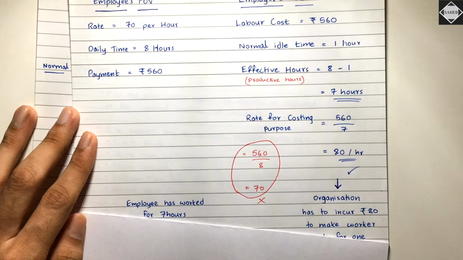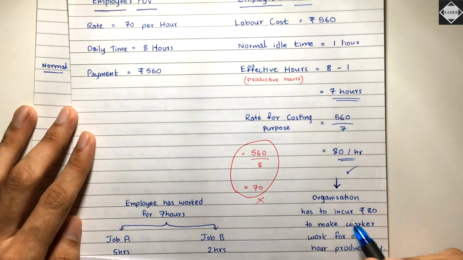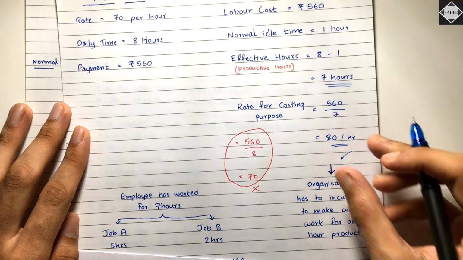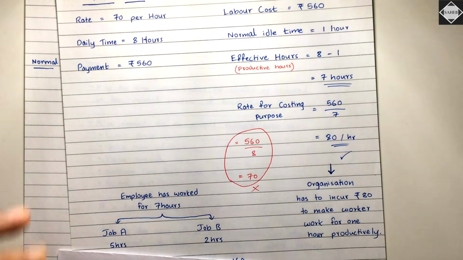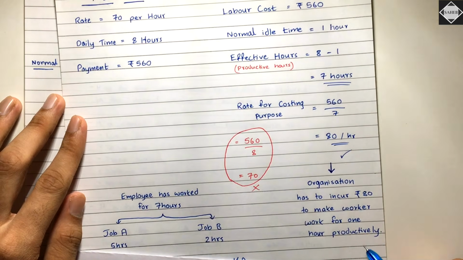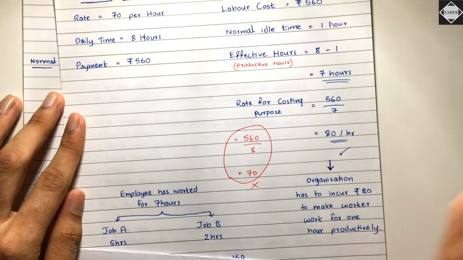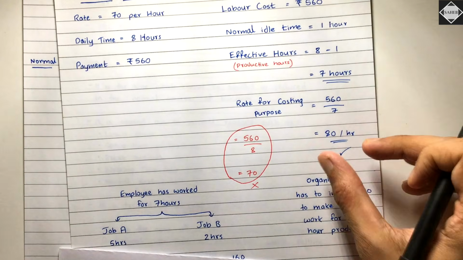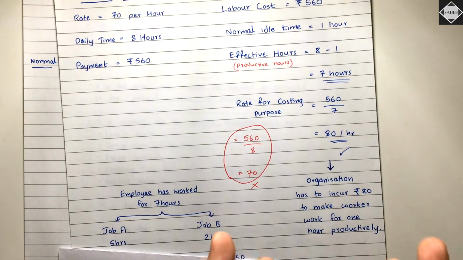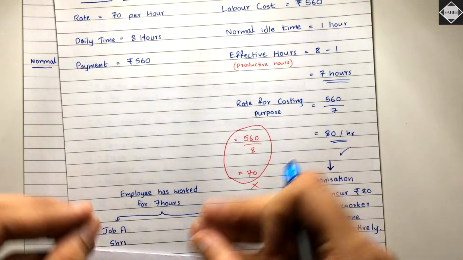So what does that mean? The organization has to incur rupees 80 labor cost to make the worker work for 1 hour productively. Not the entire day I'm talking about, just the productive work. Is that clear? That's the significance of this effective rate per hour, and we use it for cost accounting, for allocation of labor cost.